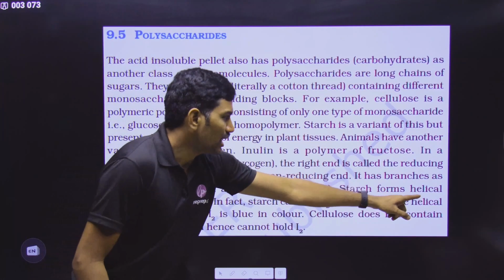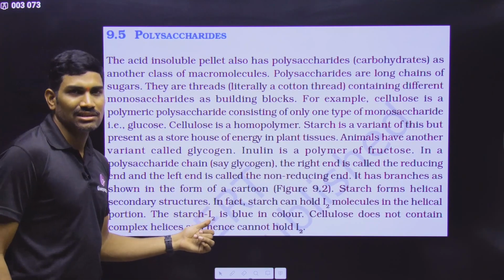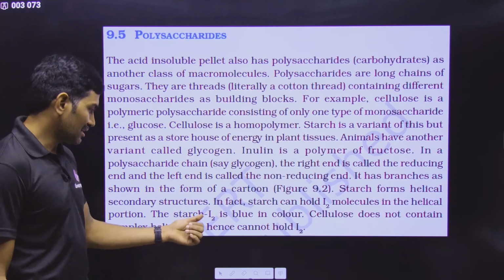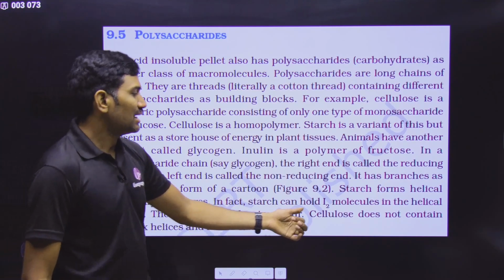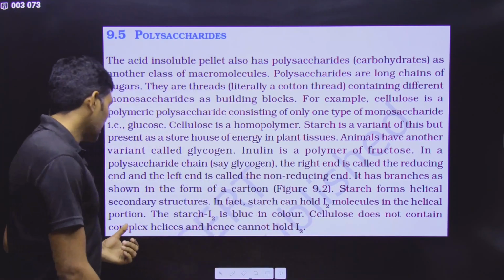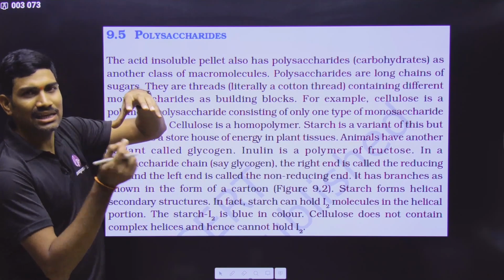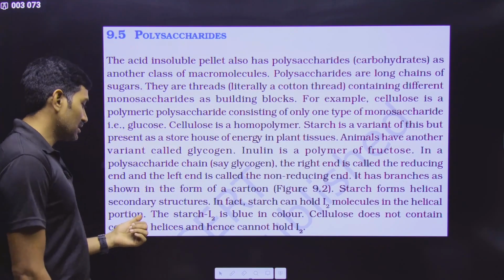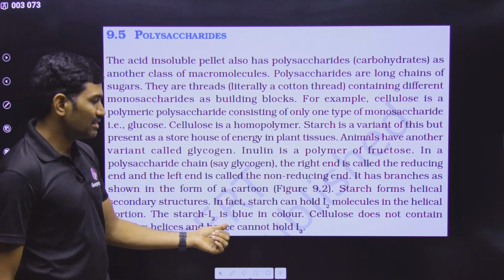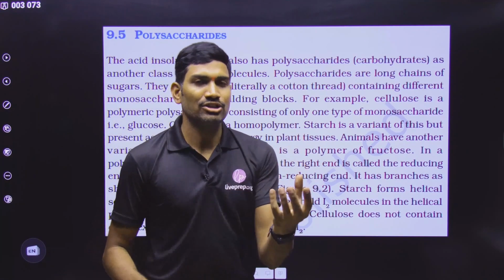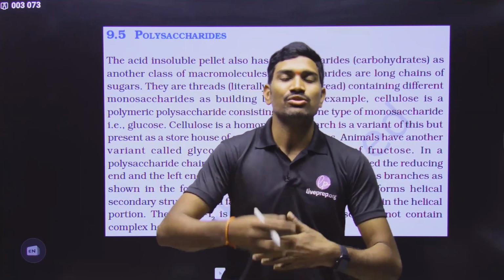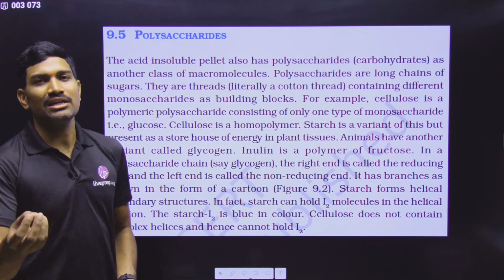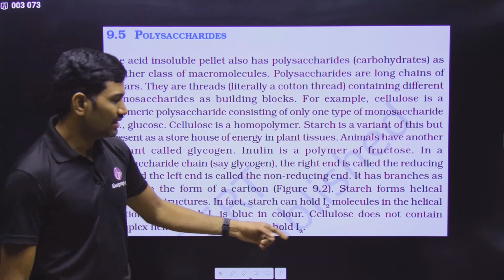Next one. Starch forms helical secondary structures. Only the starch. Out of all this, starch is forming some helical secondary structures. In fact, starch can hold iodine molecules in the helical portion. In between these helices, iodine can be kept. So in this way, it is holding the iodine. That's why the starch iodine complex is blue in color. When starch is interacting with the iodine, it is giving the blue color. Originally iodine is having some reddish to pinkish color.